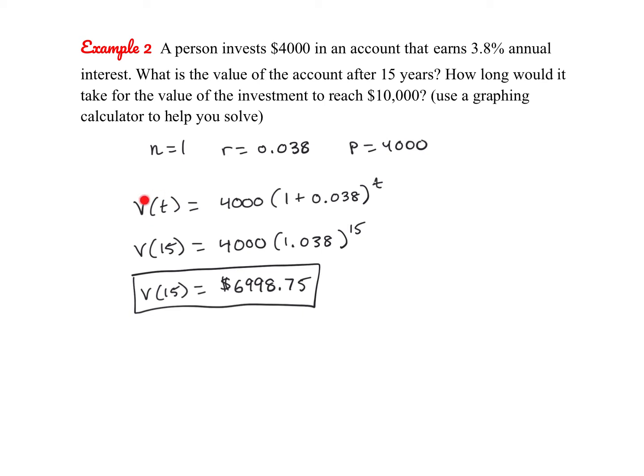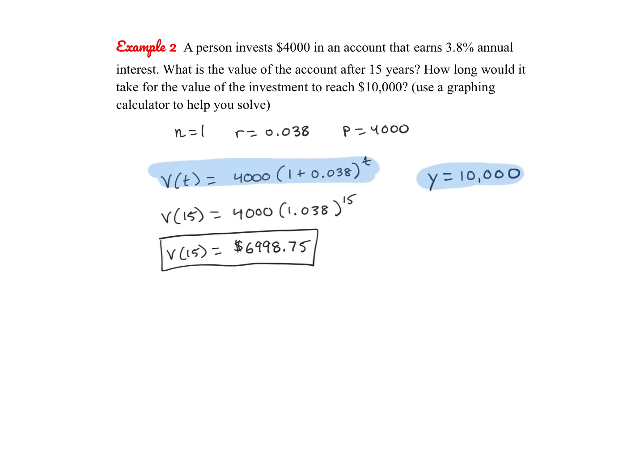Now, we could substitute V of t for $10,000, but then we have an exponential equation, which we're going to learn how to solve later in this unit. So what we can do is plug this function into our graphing calculator. And then we're also going to graph the function y equals 10,000, which will be a constant function, a horizontal line at 10,000. And then we're going to find the point of intersection. We're going to see where this is equal to 10,000. And since they're asking how long it would take, we're going to be looking for the x value of that point of intersection.